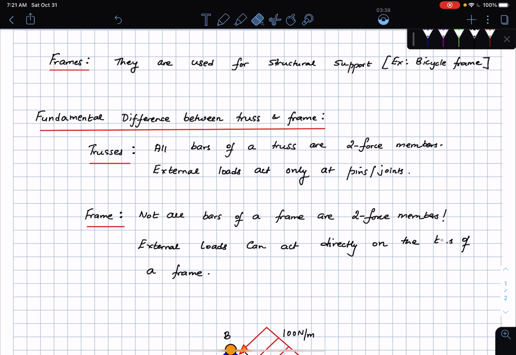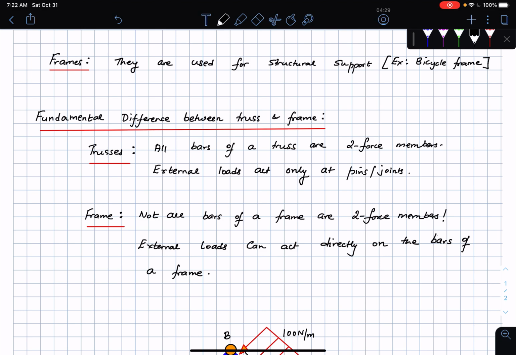These are the foundational differences, and this is what allows us to distinguish between a frame and a truss. If I have a truss, all the bars are two force members. If I have a frame, that is not the case. Since all bars of a truss are two force members, the external loads act only at the pins or the joints. But in a frame, it is quite possible that one of the bars is a multi-member body, not a two-force body anymore, so the external loads can act directly on the bars of a frame. You can also have external loads acting at the pins or joints in a frame, but there will always be at least one bar that is a multi-force member, not a two-force member.